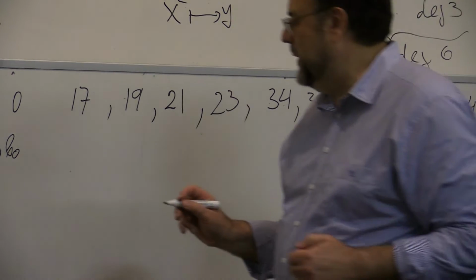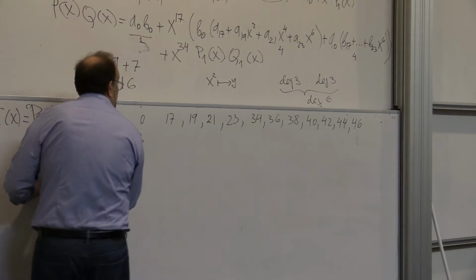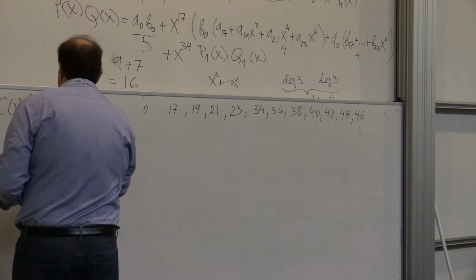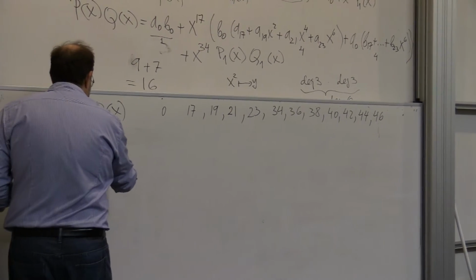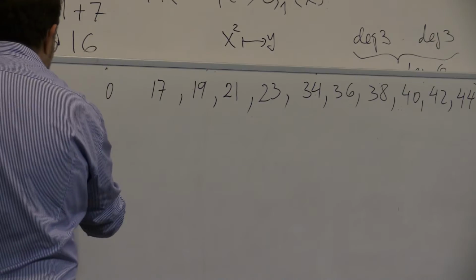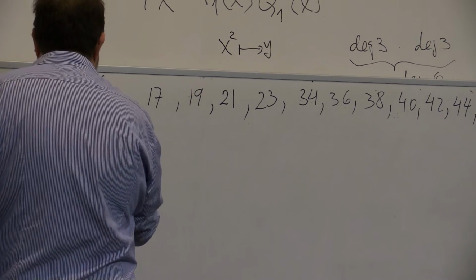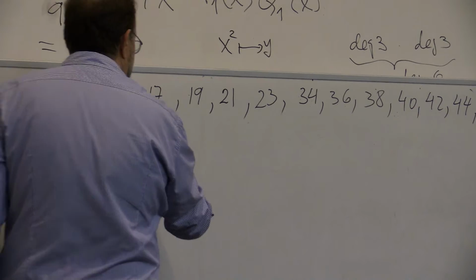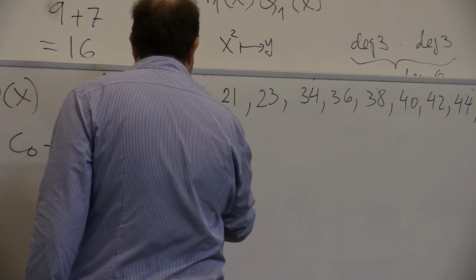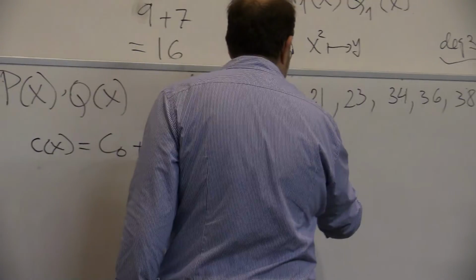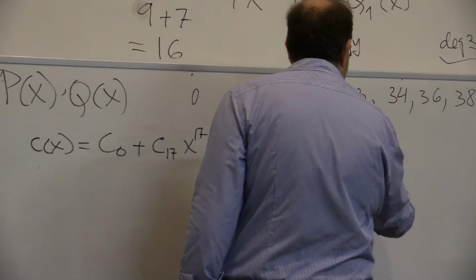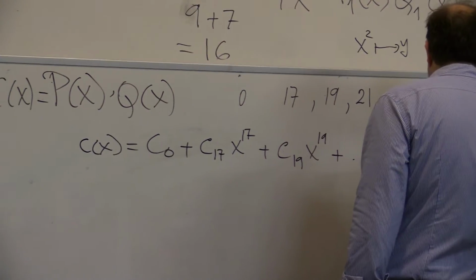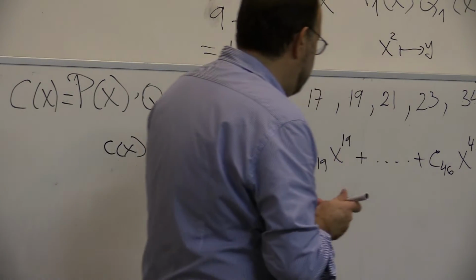So what is our polynomial like? Well, our polynomial will now be of the form c of x is equal to c0 plus c17 x to the 17 plus c19 x to the 19 plus and so forth plus c46 x to the 46, right?